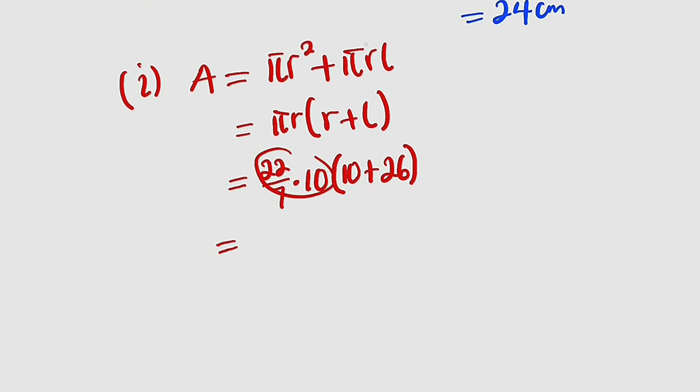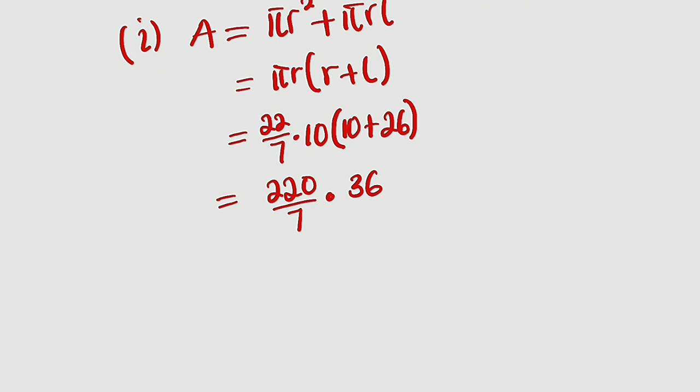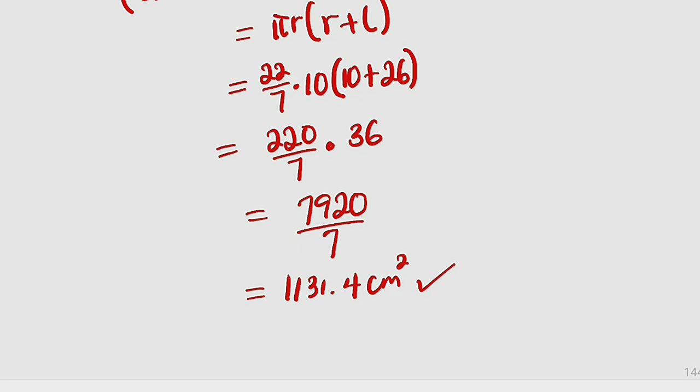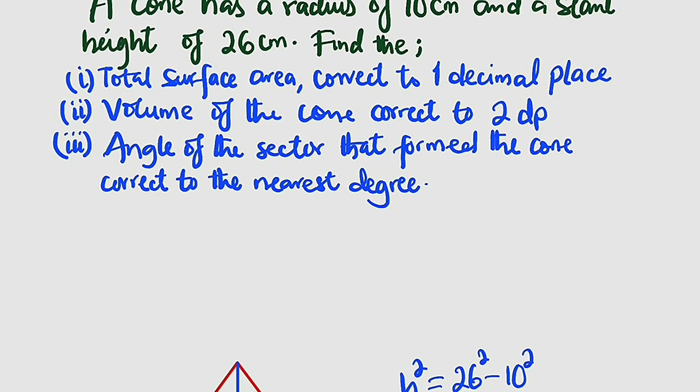This is equal to 22 times 10, which is 220, divided by 7, multiplied by, this is 36, right? So we have 36 right here. And if you multiply 36 by 220, you shall obtain 7,920. 7,920 divided by 7, if you divide, you're going to obtain 1,131.4 cm squared. That is to 1 decimal place.